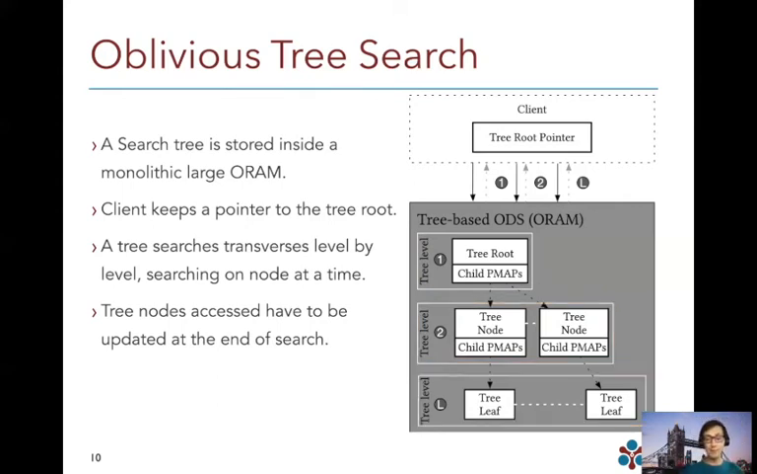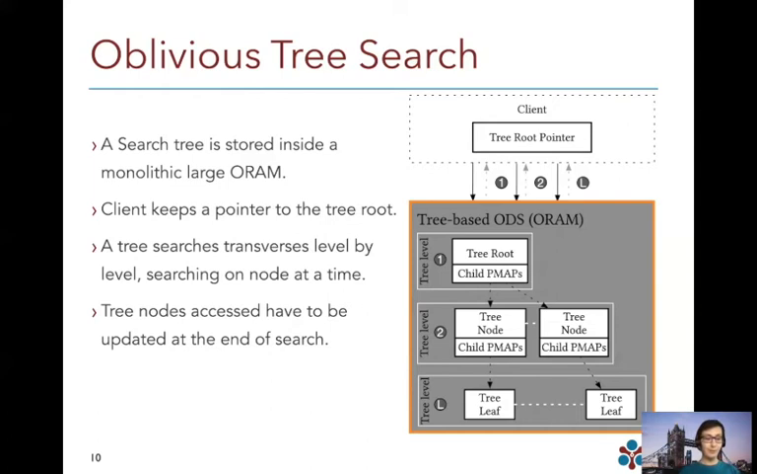At the end of a search on a tree-based oblivious data structure, we need to do 2 things. First, update the child position maps for the next access, and secondly, shuffle the data blocks on the ORAM and flush them back to the storage. And these 2 steps have to be done in sequence to ensure the oblivious guarantees and properties are provided for the next search queries.